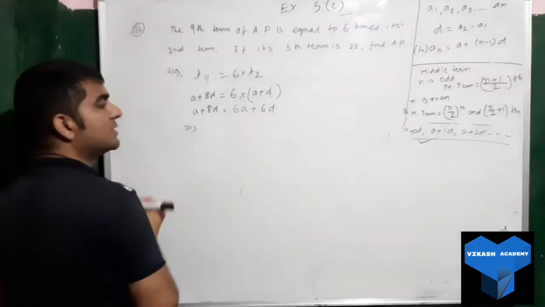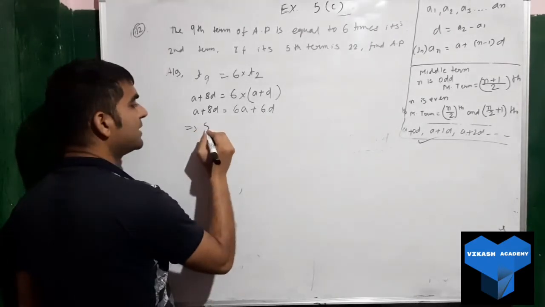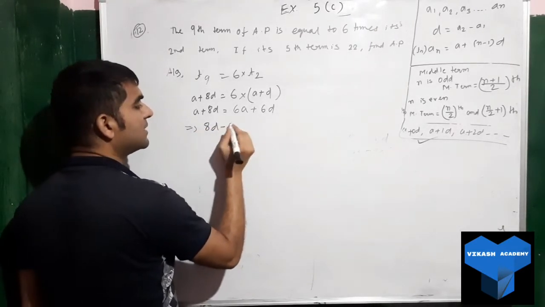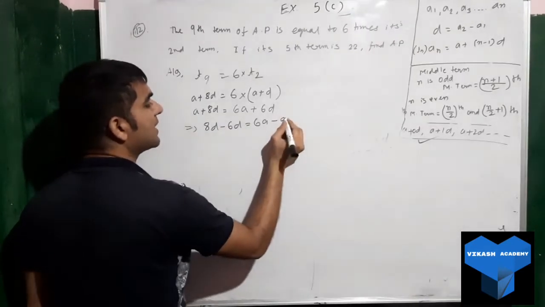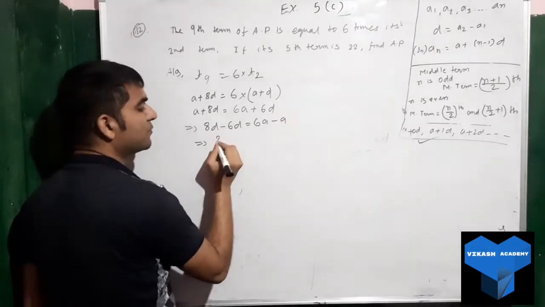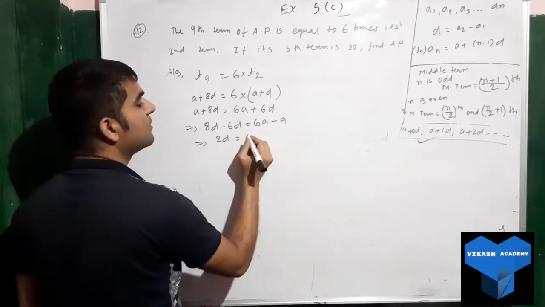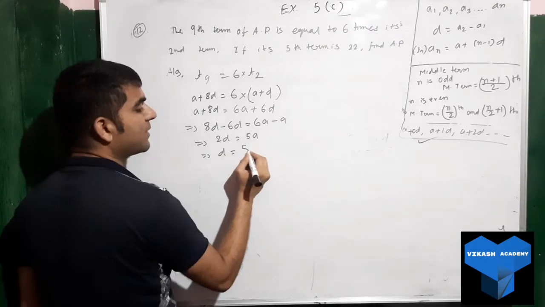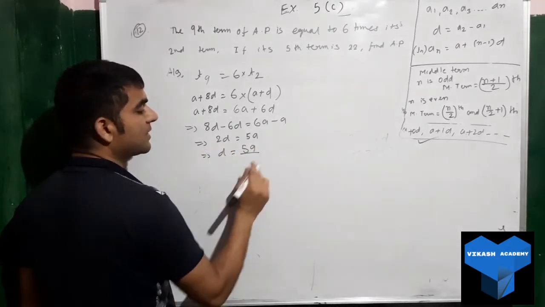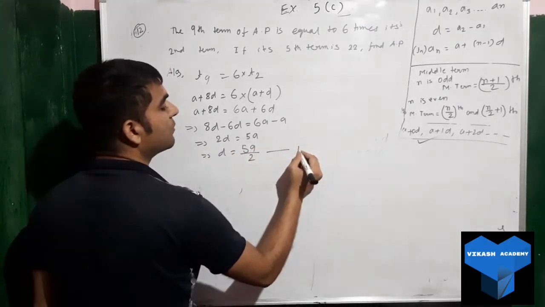Now bring A to one side and D to the other side. So we have 8D. I bring this D to this side, so minus 6D. 6A, I will take this A to this side, so minus A. Now 8 minus 6, we have 2D is equal to 6A minus A, which is 5A. Now D is equal to 5A by 2. This is equation 1.